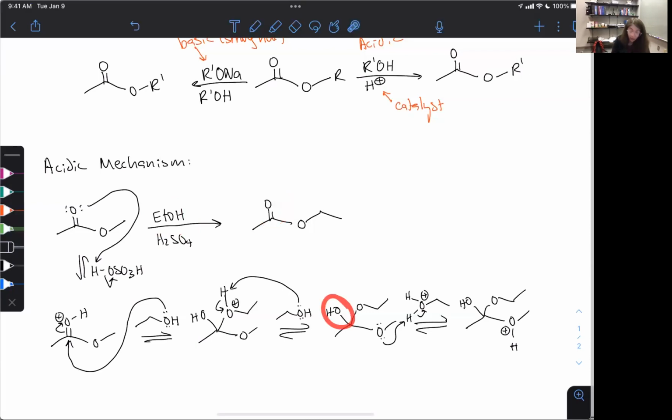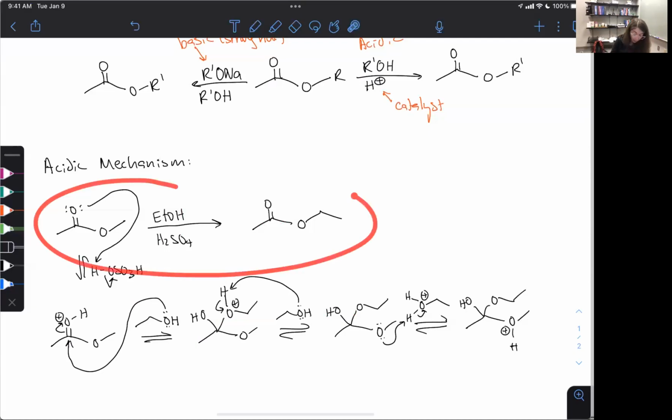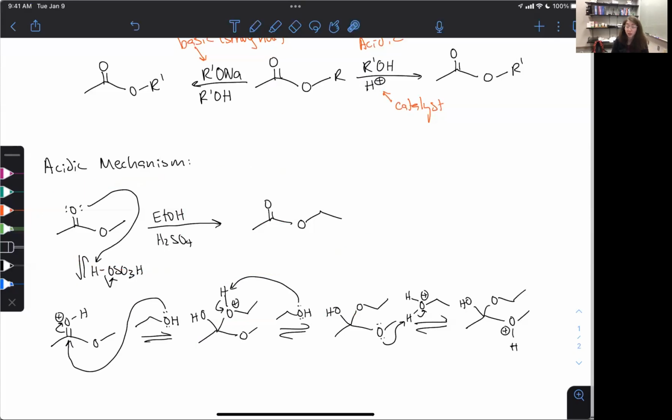So if this was the thing to leave, that would make it very hard to become a neutral carbonyl. You could do that, but it's not going to get you to anything that's a stable product. So we're aiming to get to the stable product. It really helps in these reactions to draw out the product first. And then you can kind of have that mechanism guide yourself there.